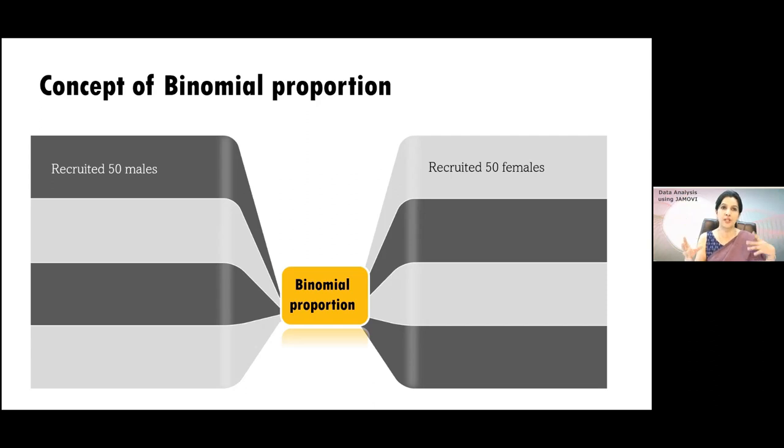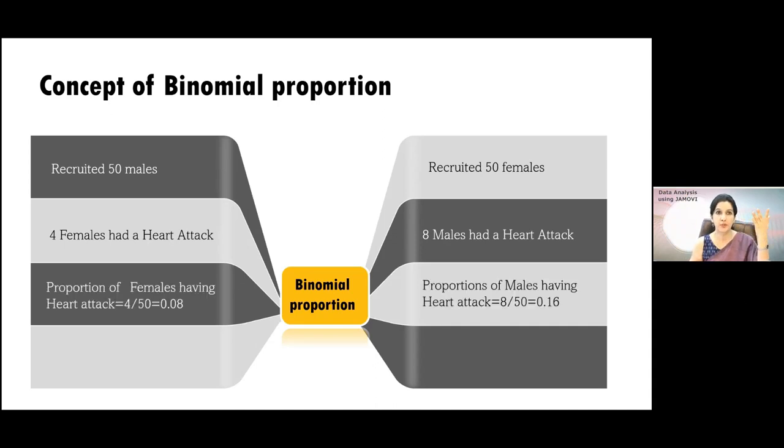So I have recruited 50 males and 50 females, maybe from different sources. And then if I want to see, like, 4 females had a heart attack and 8 males had a heart attack, and then the proportion of females. Just ignore the female and male labels in the table, it is reversed. So in the top, read it as female, towards the left side. This would be female. By mistake, I have written it as male, but this is female, right?